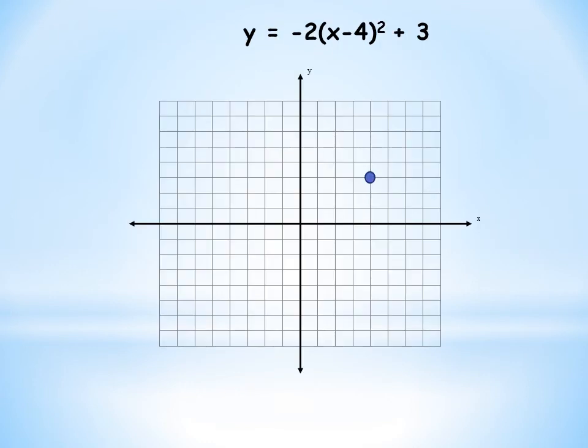Plot our vertex, which is 4, 3. Use our a value of negative 2 in order to get our points. So from our shifted vertex, normally we would go over 1, up 1. But because our a value, or our y multiplier, is negative 2, we're going to go over 1, down 2. Normally we would go over 2, down 4. But we have a y multiplier of negative 2, so we have to take that 4 and multiply it by negative 2. So we're going to go over 2 and down 8. And then we can reflect these points and draw in our parabola.